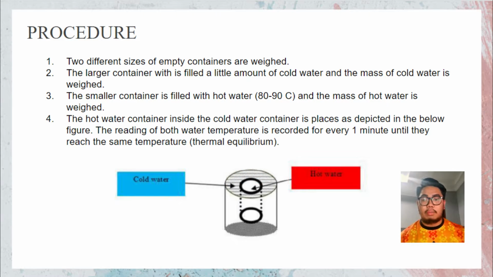Now we will move on to the procedure of the experiment. Firstly, 2 different sizes of empty containers are weighed, and the larger container is filled with a little amount of cold water and the mass of the cold water is also weighed. Then the small container is filled with hot water, which is around 80 to 90 degrees Celsius, and the mass of the hot water is weighed. The hot water container is placed inside the cold water container as depicted in the figure. The readings of both water temperatures are recorded every 1 minute until they reach the same temperature, which is when they achieve thermal equilibrium.